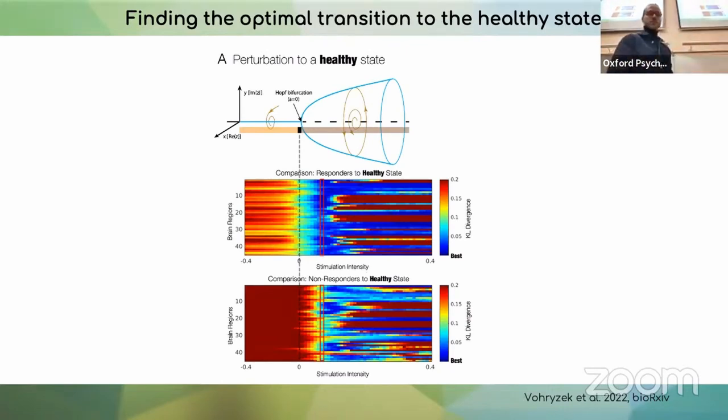And what this essentially allows us to do is to find an optimal region, as you can see here in red, where on average the regions give us a very good description of moving from the responders before the treatment to the healthy state. That's interesting, because then we can take this region and compare it to the non-responders and see whether within these regions there are differences that would give us an idea of what it is about the non-responders that doesn't work.